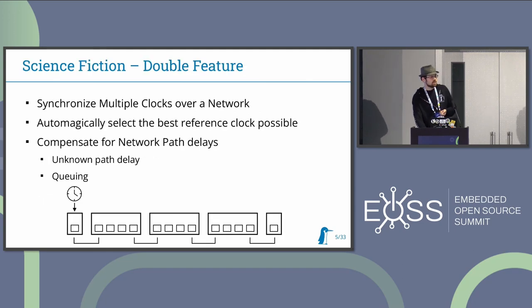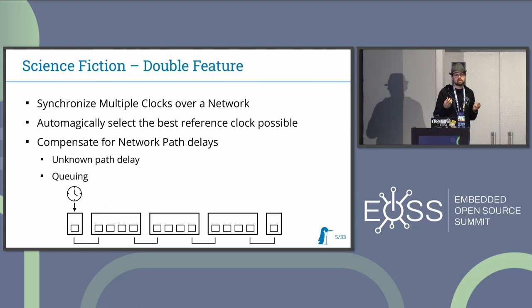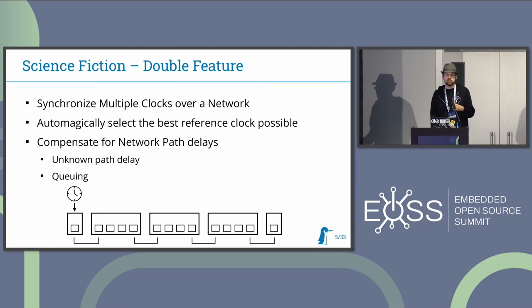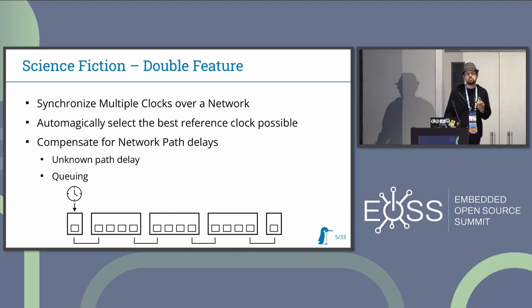So what do we do with PTP? The basic idea is we have multiple clocks in different SoCs, different computers, and we want to synchronize them, and we don't want to synchronize them with a line we pull or with a pin we toggle, but we want to synchronize them over network. We want to auto-select the best possible clock reference in the network, and we want to compensate for path delays because, as you see in that picture down there, we have queuing in different bridges in the network. We have path delays between those different nodes in the network, and we need to compensate for that.